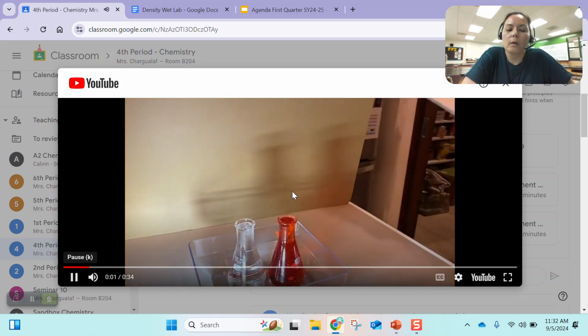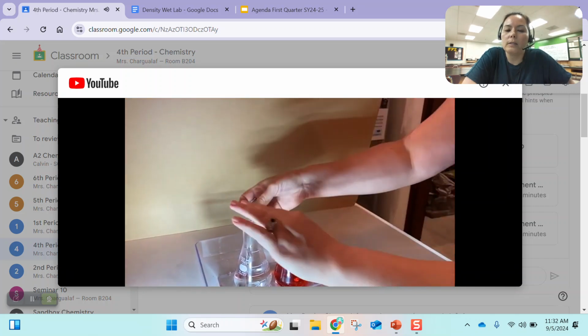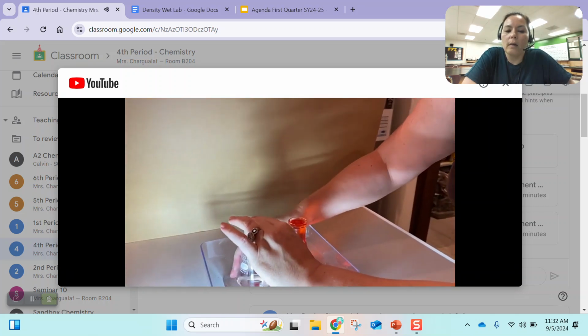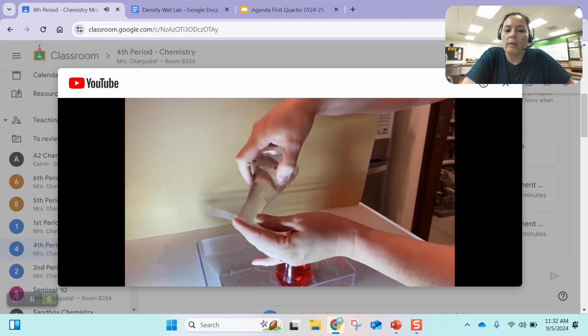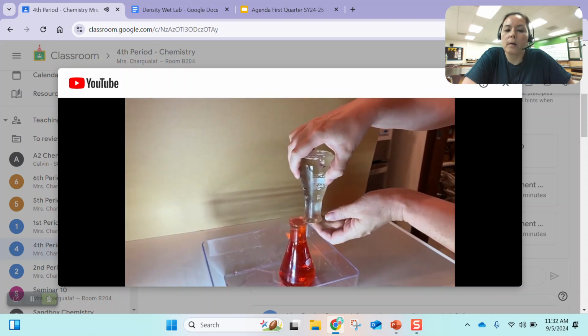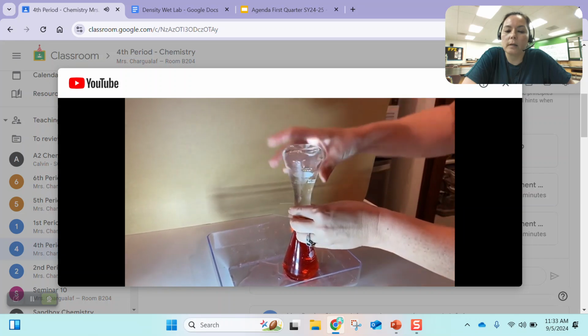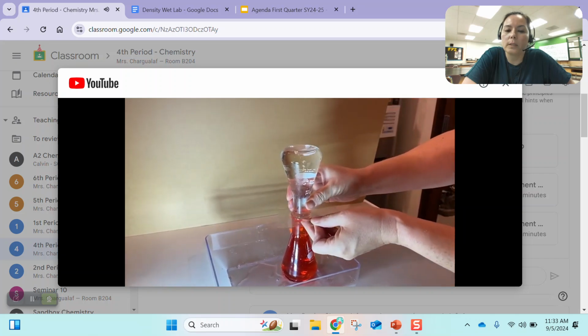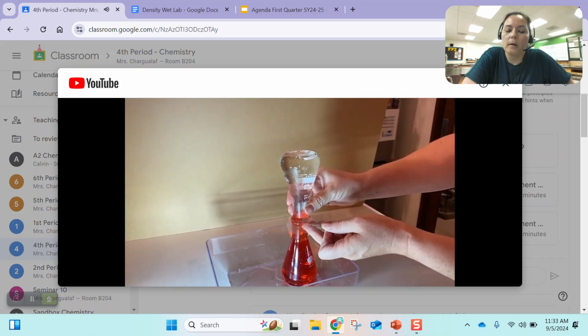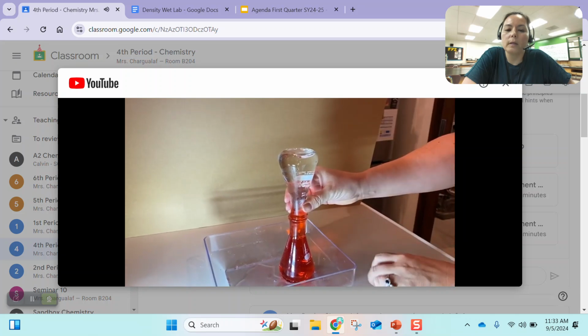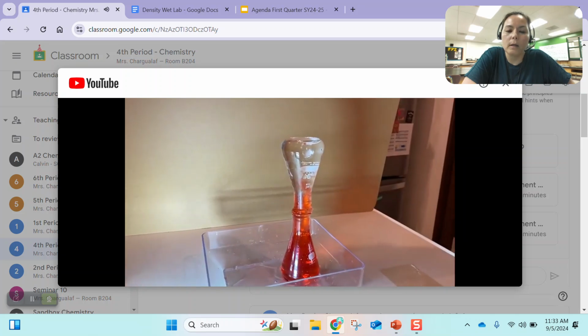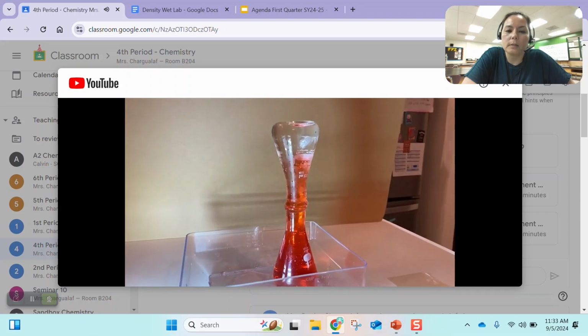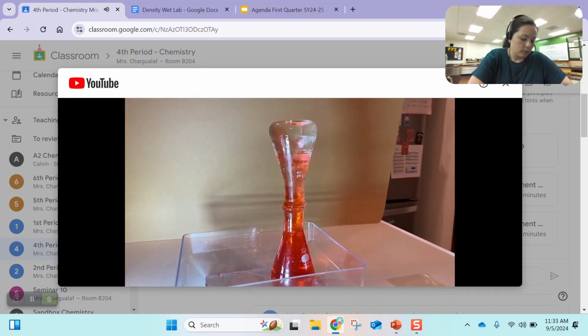So with cold on top, hot on bottom, we see that the water is now mixing together. Looks like the cold is going down and the hot is going up. Over time, the two will be evenly mixed, and you'll have one constant temperature solution in those two flasks.